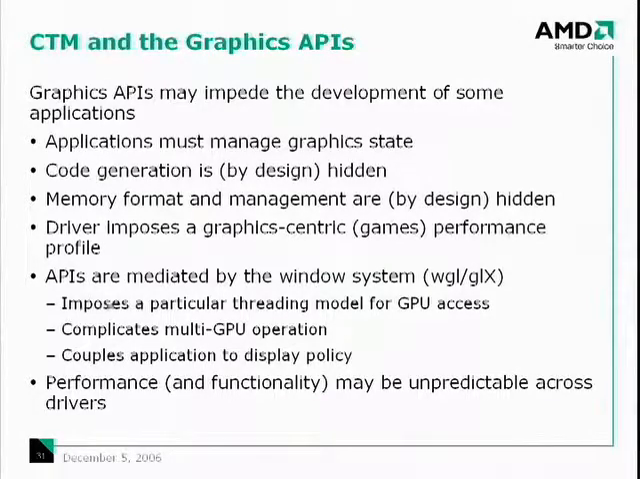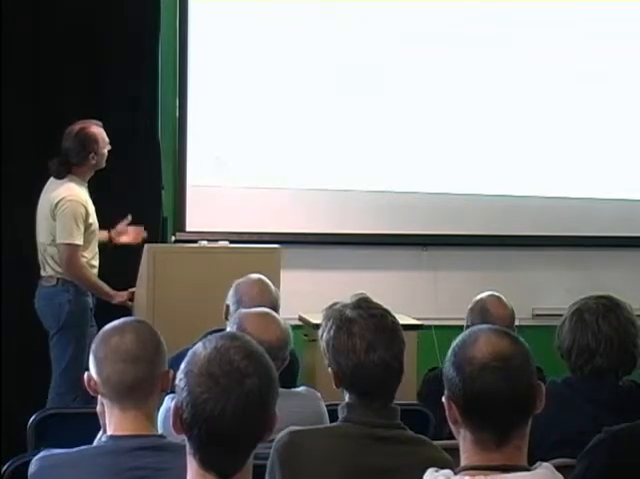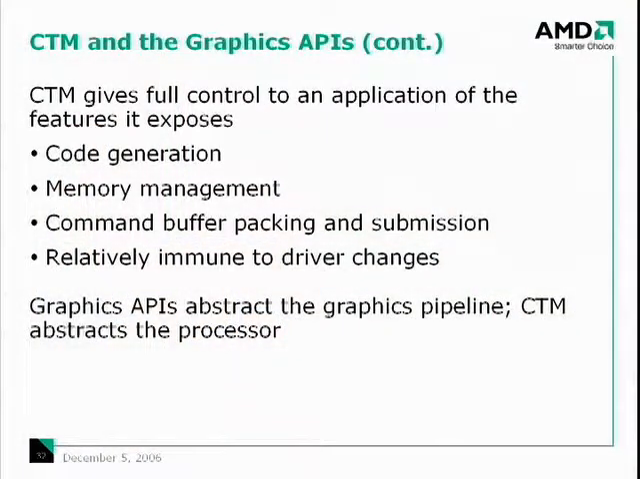And it goes on and on. APIs are mediated by the Windows system, and you have to worry about all that stuff in the driver, and that can affect your performance, where you don't even care about what's showing up on the window if you're writing one of these things. So why should it matter? You don't want your application coupled to display policy if you're not using the display. So you don't have predictable performance and functionality, and it's a problem for some people, or a lot of people. I think I went through most of this, except maybe the command buffer packing and submission.